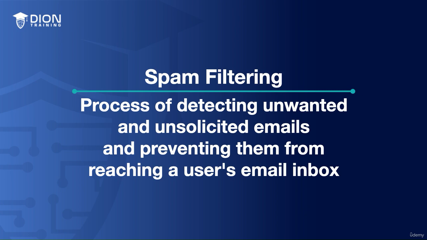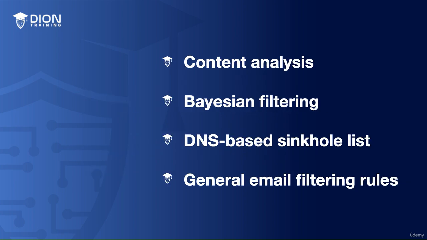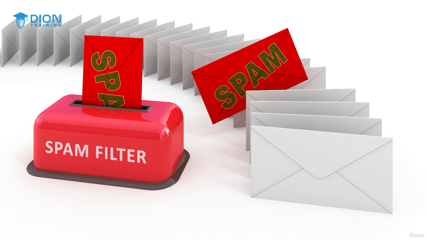Spam filtering is a process of detecting unwanted and unsolicited emails and preventing them from reaching a user's inbox. Spam filtering usually involves various techniques such as content analysis, Bayesian filtering, DNS-based sinkhole lists, and general email filtering rules. For example, if an email contains words commonly associated with spam messages like lottery, free, prize, or other commonly used spamming language, then your enterprise network spam filter might flag it as potentially being spam and move it to the spam folder.